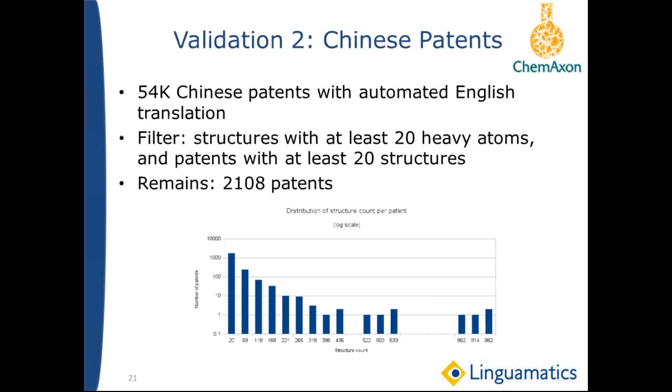The second validation we have is on Chinese patents. We were provided with 54,000 Chinese patent documents from an unnamed source. And not only do we have the Chinese text, we also have the machine translated English text. These translations were not done by us. So first we did a filtering. We want to look at patents with at least 20 structures, and these structures have at least 20 heavy atoms. So sodium chloride is not considered a structure. After the filtering, we have about 2,000 patents remaining.